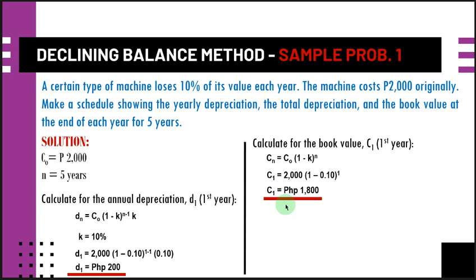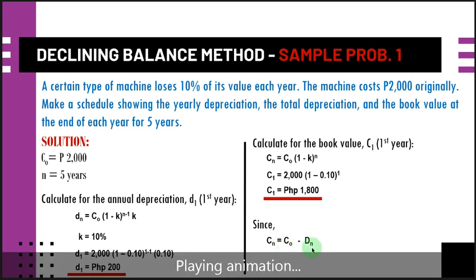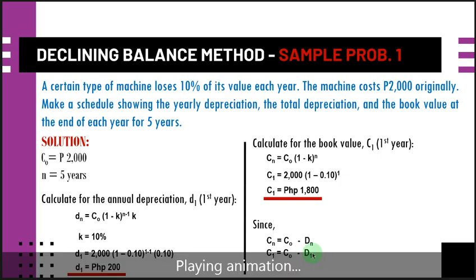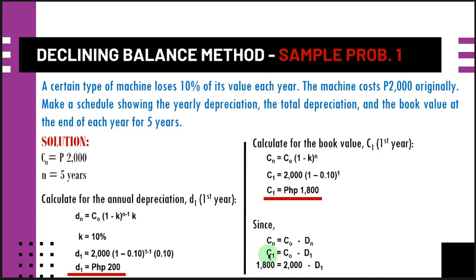So now we can get the value of our total depreciation, since we already got this C1 and this small d1. By the formula, Cn equals C0 minus Dn. So we have C1 equals C0 minus D sub 1. Substituting those values, C1 is 1,800, equal to C0, which is 2,000, minus D1. So we can get our total depreciation at age 1 year. D1 equals 200 pesos.